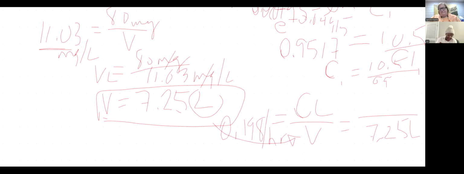Per hour, 0.198 is K. Our volume is 7.25 liters, and we're looking for the clearance. So, of course, that would be 0.198 times 7.25. What'd you get? I have 1.4355. That's what I got. So now that's our total body clearance, right? That's the total body clearance. Okay. And then to get renal clearance, we take 71% of that.